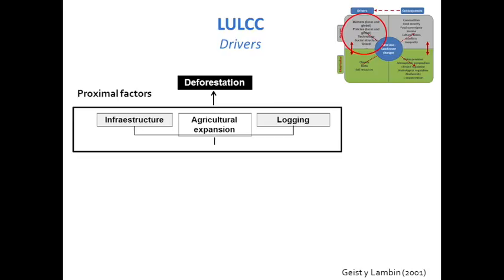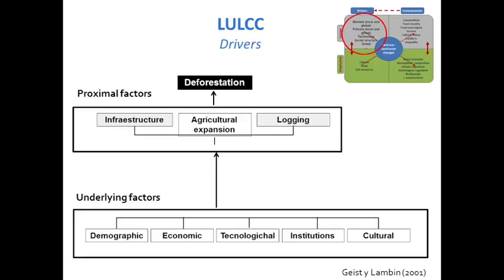We need to start to analyze what are the factors that may operate. And there are many things written and analyzed. There are papers from Lambin that got a lot of thinking on how land gets transformed. And deforestation is always driven by three proximal factors: changes in infrastructure, agricultural expansion, or logging. Behind these proximal factors, there are some underlying factors that may determine the expansion of the agriculture, the logging, or the development of infrastructure. Factors that are associated with demography, with economy, with technological change, institutional factors, and cultural factors. And there are also some factors that trigger those changes.